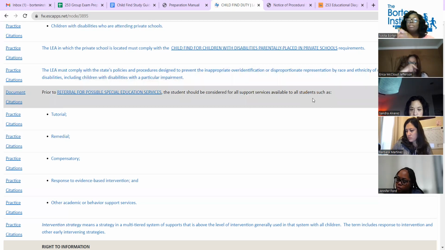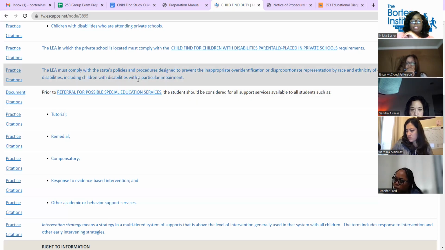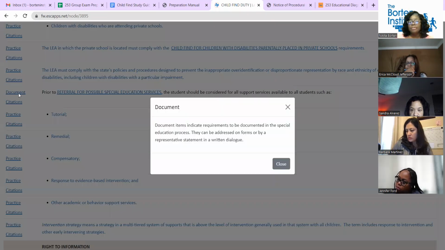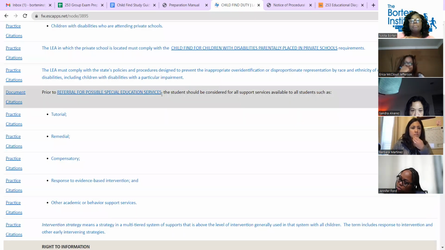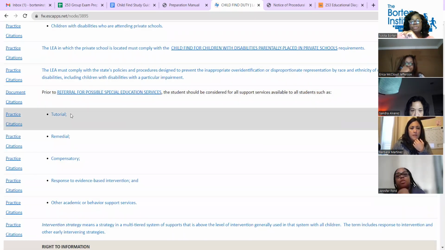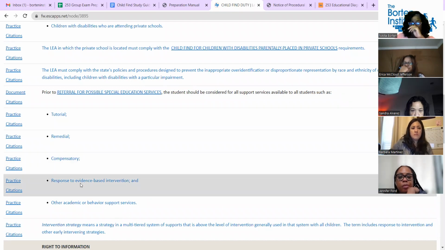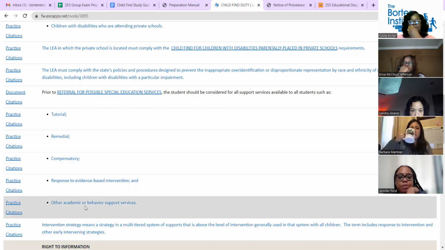Here, really important, when a child is referred for special education testing, you have documents that are required. They are required either on a form or some kind of written dialogue that's been captured. The referral process, tutoring, remedial services, compensatory services. How do they respond to RTI? Other academic and behavioral support.